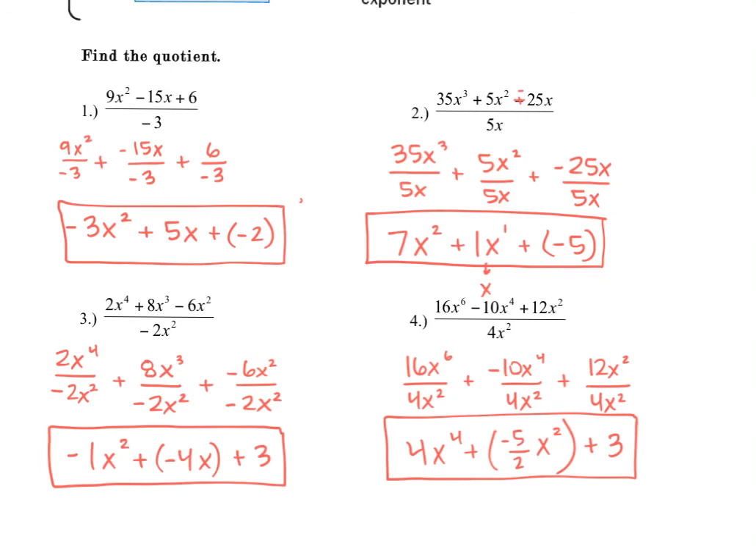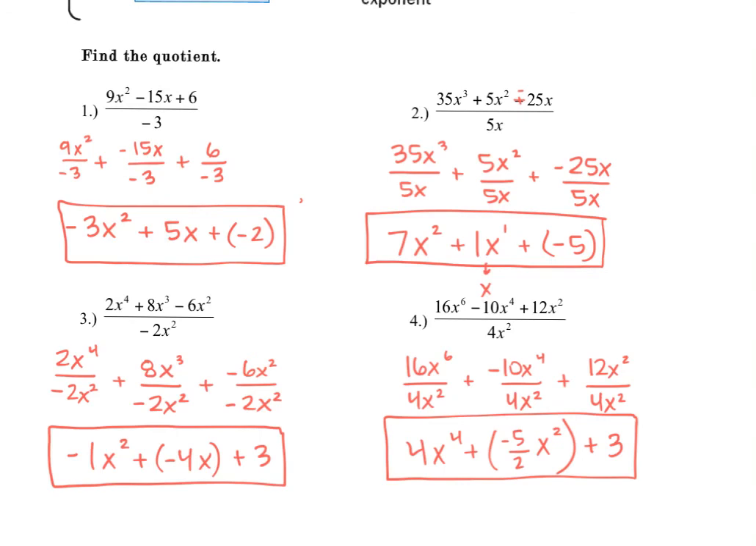but I want to take just a second to look at number 4. Because as you look at number 4, you notice that in the first pair of terms, 16 divides by 4 evenly, that goes in 4 times. But then in that middle set of terms, we have negative 10 divided by 4. Well, negative 10 does not divide by 4 evenly. That does not give me a whole number. And so it's okay if that happens.